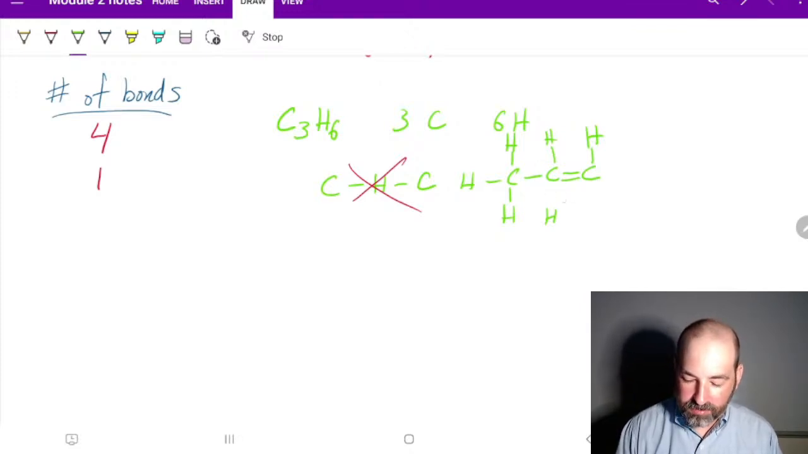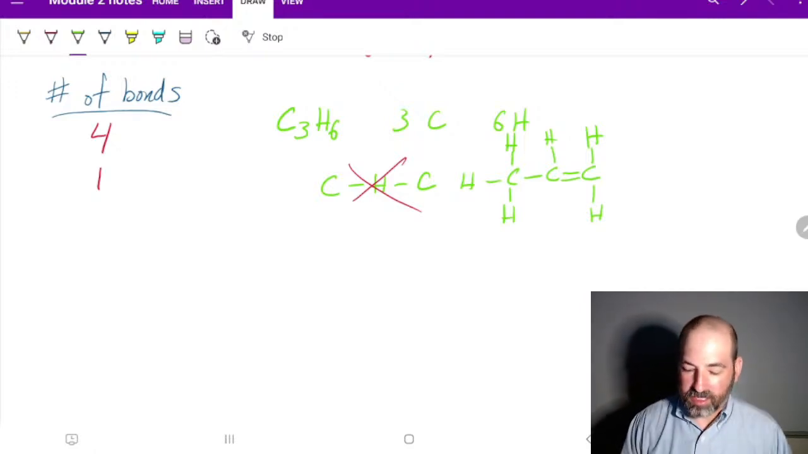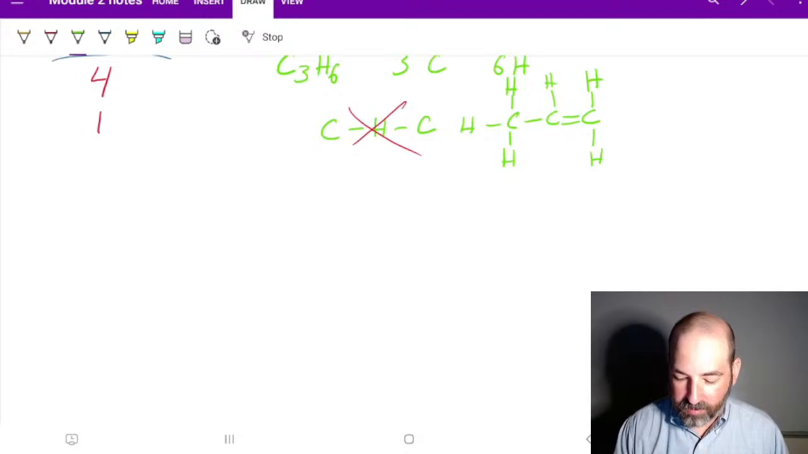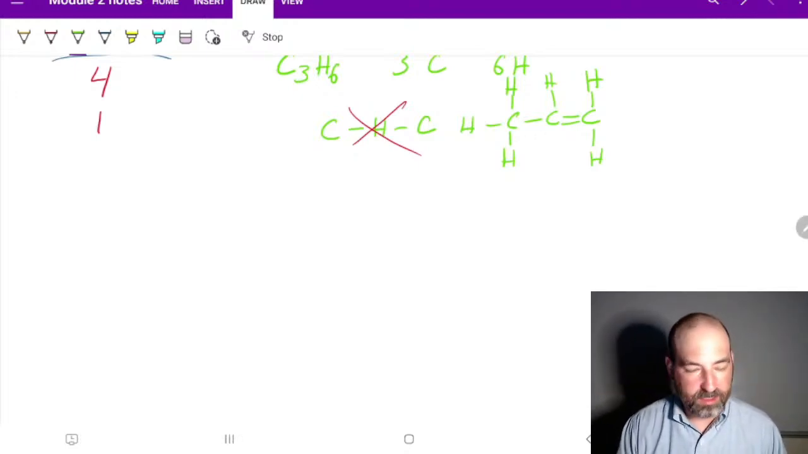But what we can do is we take this hydrogen off and put it over here. And now look, every carbon has 4 bonds. 1, 2, 3, 4, 1, 2, 3, 4, 1, 2, 3, 4. So this is a reasonable structure for C3H6. There's actually another one that works also. Well, we could put the double bond on the left side as well. That ends up actually being the same molecule because you just flip it over.